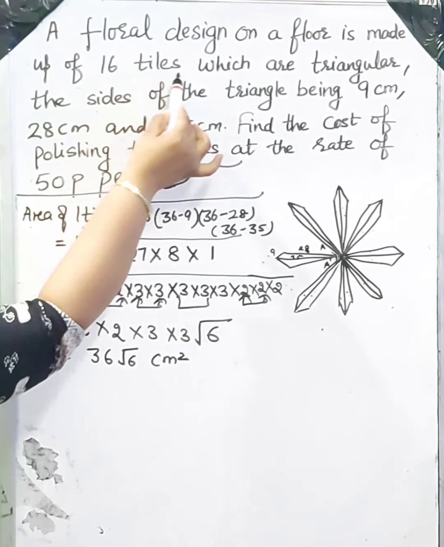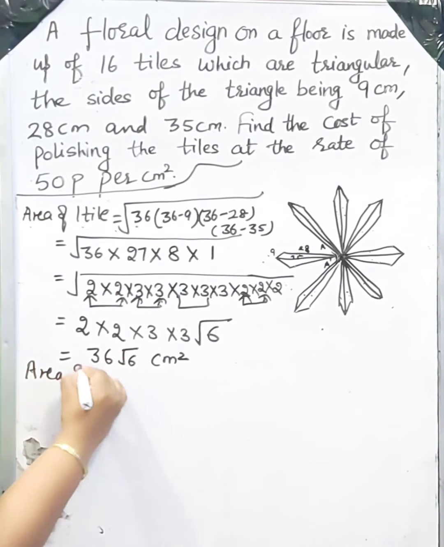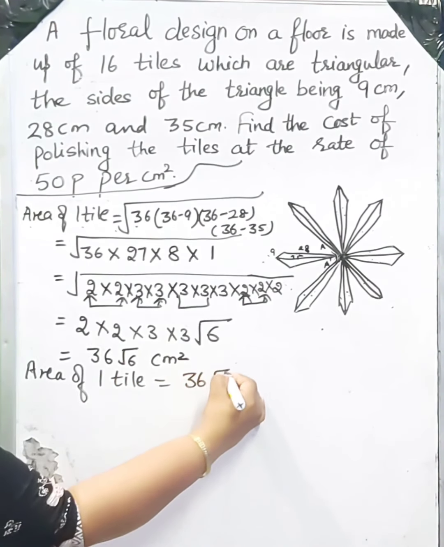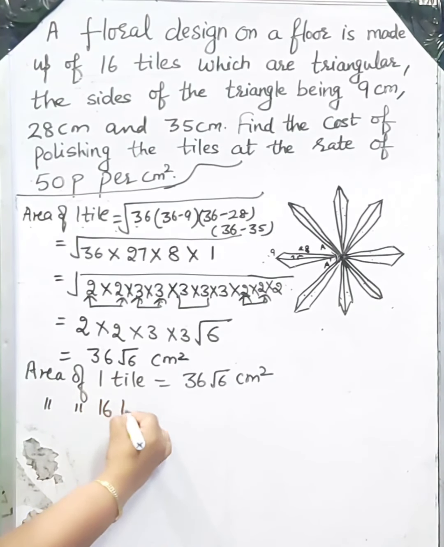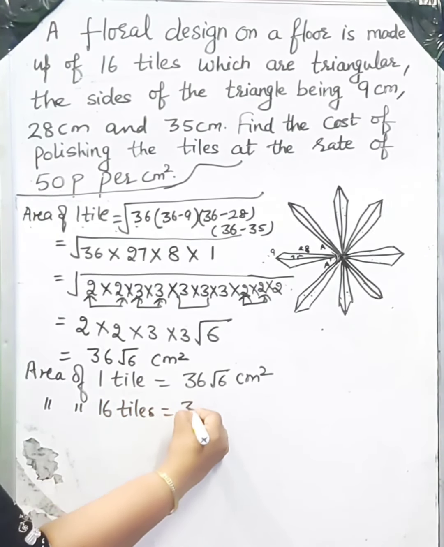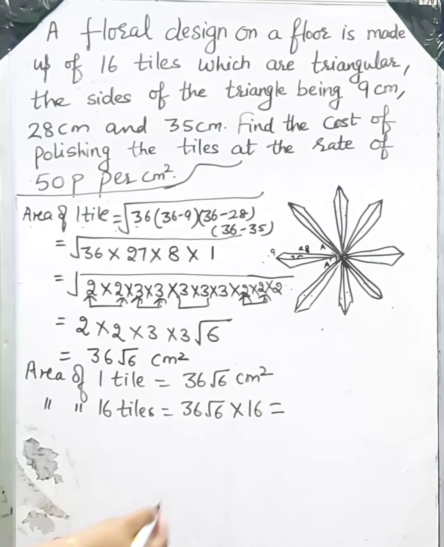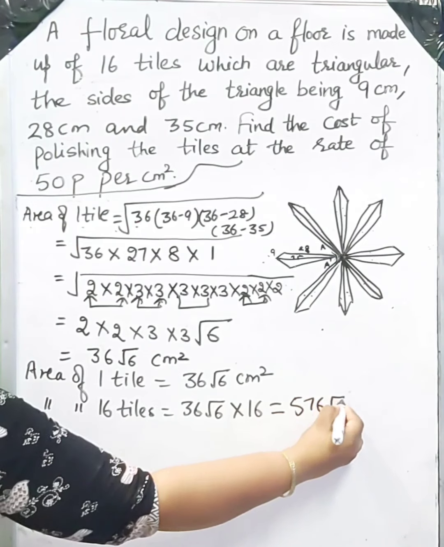But we have to find the area of 16 tiles. Now area of one tile equal to 36 under root 6 centimeter square. Area of 16 tiles equal to 36 under root 6 into 16. Now multiply these two numbers. Product will equal to 576 under root 6 centimeter square.